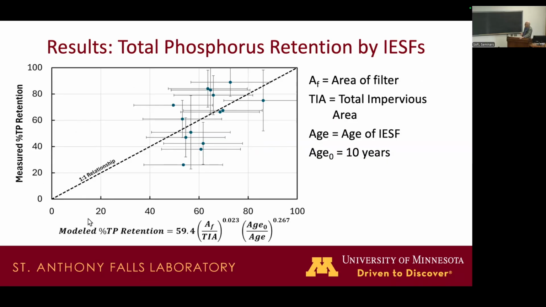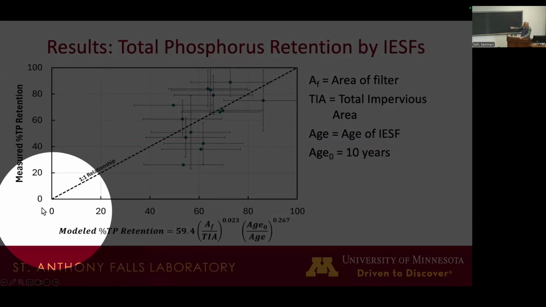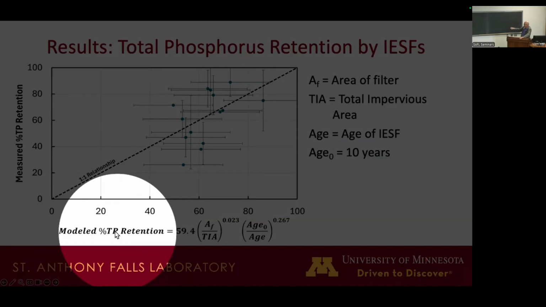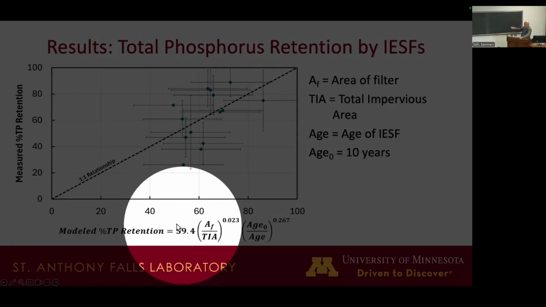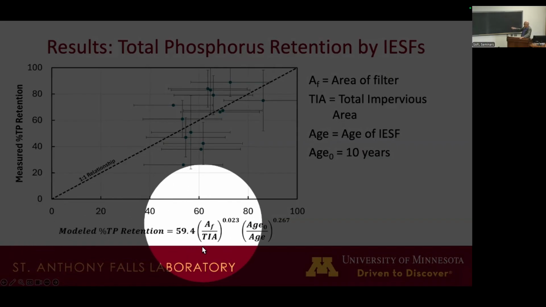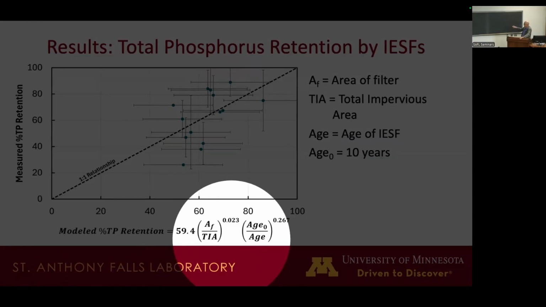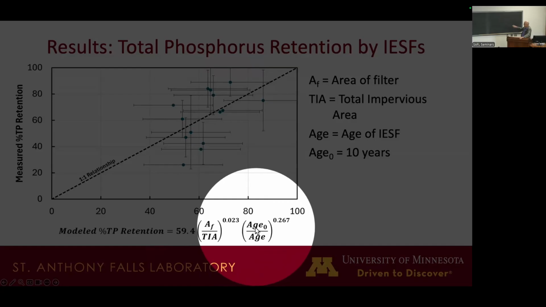We also developed this plot here and this equation for modeled TP retention. We took the measured percent TP retention again, and we plotted against, and we took a model, and the model is 59.4 times the area of the filter divided by the total impervious area, now instead of effective impervious area, times the age of the filter at the bottom, divided by 10 years.